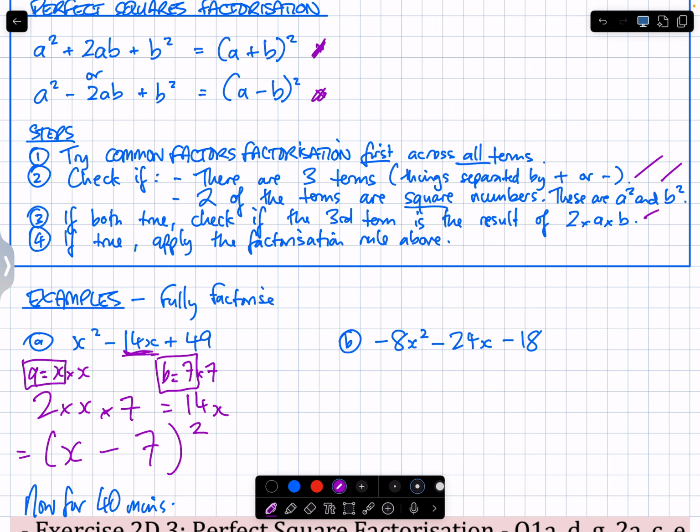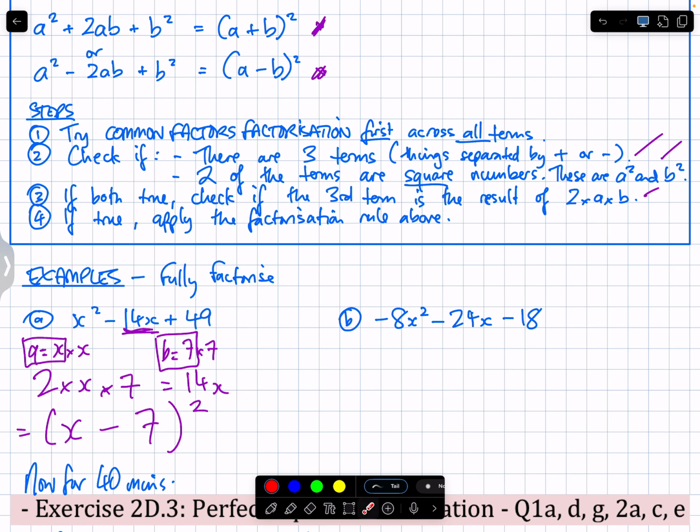Let's do the second example. Let's try those steps again. Try common factors factorization first. Is there a common factor across all of these? Does 8 go into 24? Yes. But does 8 go into 18? No. So that fell over. Does 4 go into 8? Yeah, it does. 2 times 4. 4 goes into 24 6 times. 4 doesn't go into 18. The closest we get with 4 is 16. So what's the next even number I can go? Sorry? 2. Let's try 2.